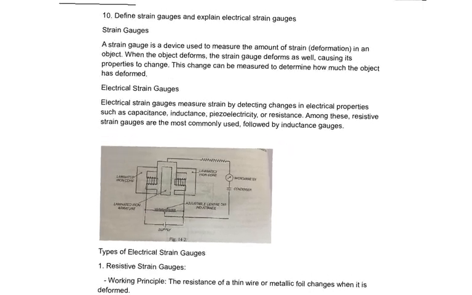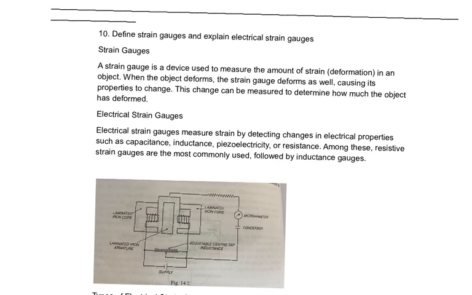In strain gauges, there are different types: mechanical strain gauge, electrical strain gauge, and optical strain gauge. In today's session we will study the electrical strain gauge. An electrical strain gauge measures strain by detecting changes in electrical properties such as capacitance, inductance, piezoelectricity, or resistance. Among these, resistive strain gauges are most commonly used, followed by inductance gauges.